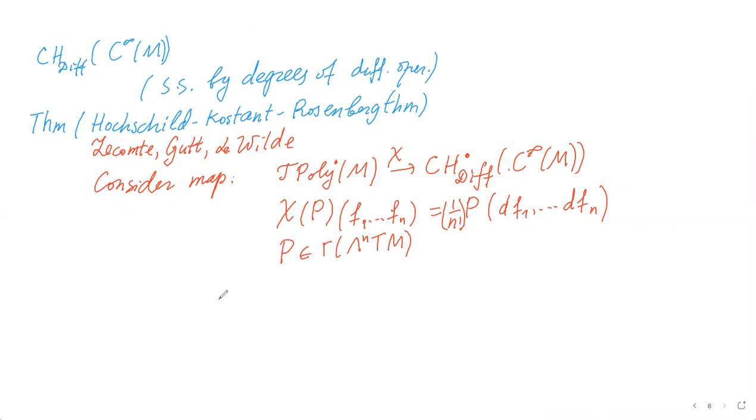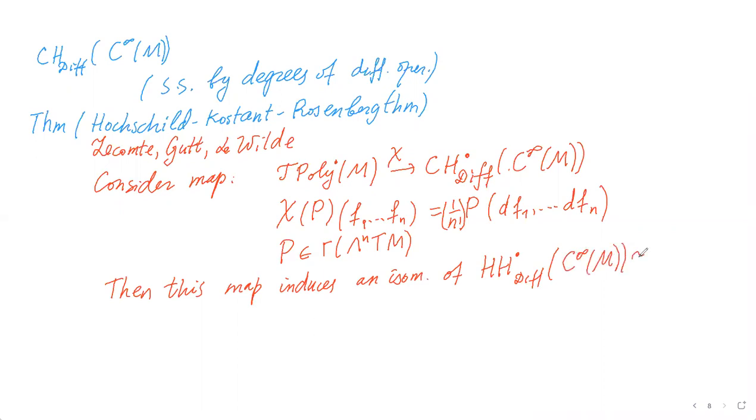So consider the map. Then this map induces an isomorphism of Hochschild cohomology, differentiable Hochschild cohomology, of course, of C infinity of M with the space of polyvector fields.